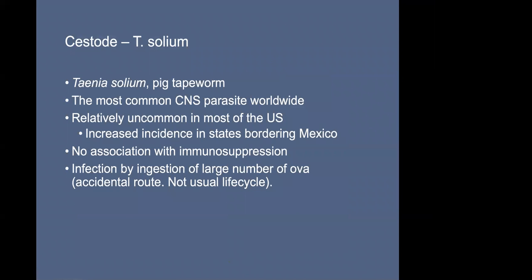Taenia solium is very important because it's happening throughout the globe. And in this country also, we see Taenia solium now and then. This is a tapeworm that we get by eating cysts present in ham. Most common CNS parasite worldwide. There is no association with immunosuppression.